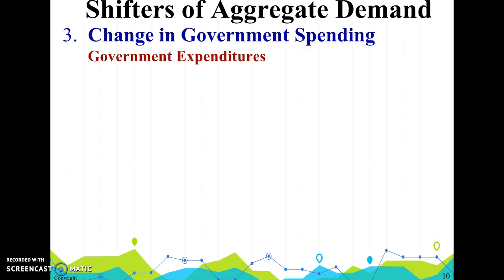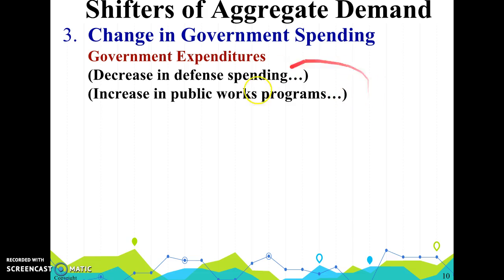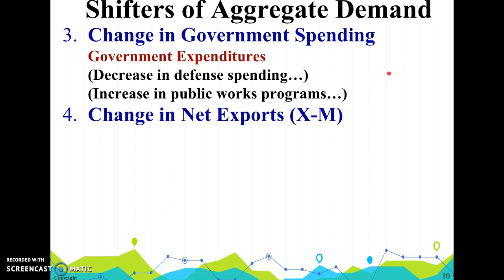So government expenditures. This is what we said before. If we decrease defense spending, that's going to be AD shift to the left, right? Less spending overall, assuming all else stays the same. If we increase public works programs, we build a new playground, or we increase Medicare, that's going to be more government spending needed to do that. So that would be an AD shift to the right. And then finally, change in net exports.